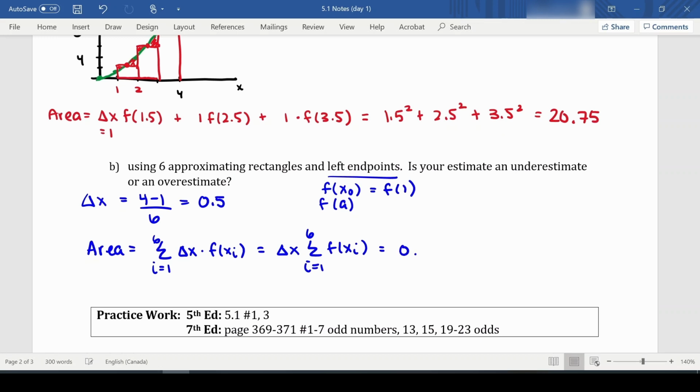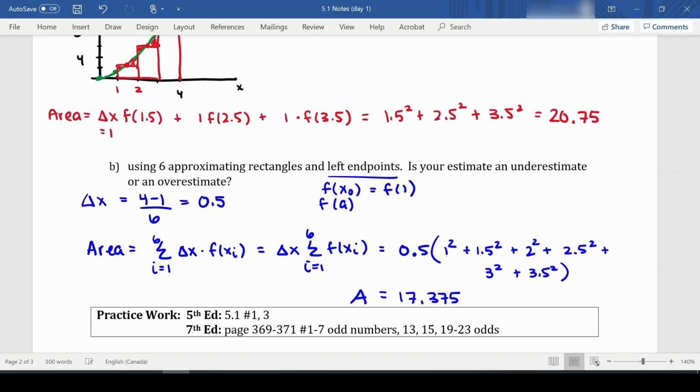In our case, this is the same as delta x times the sum of all of our heights, which is going to be 0.5. Then our heights: we're going to have 1 squared as our first one, because left endpoint. The next one, since our delta x is 0.5, is going to be 1.5 squared. Then the next one should be 2 squared, then 2.5 squared, then 3 squared, then 3.5 squared. We keep going until we've got 6: 1, 2, 3, 4, 5, 6, so we're done. Then we can figure out what this equals. It should equal 17.375.